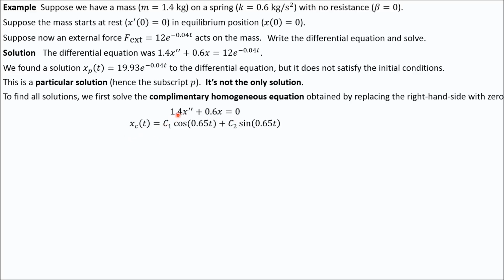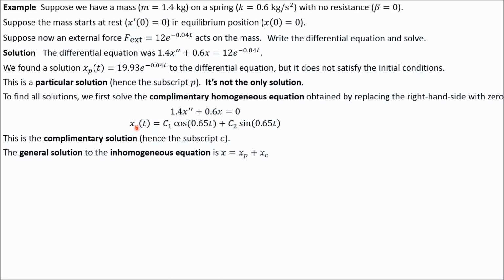by solving the characteristic equation, you get r equals 0.65i, and then using Euler's identity to interpret e to the rt as a cosine plus a sine, you end up with this solution to the complementary homogeneous equation with two arbitrary constants c1 and c2. And this is denoted with a subscript c for complementary. And then the general solution to the inhomogeneous equation is xp plus xc. This is always the case. So x is the particular solution plus the complementary solution.